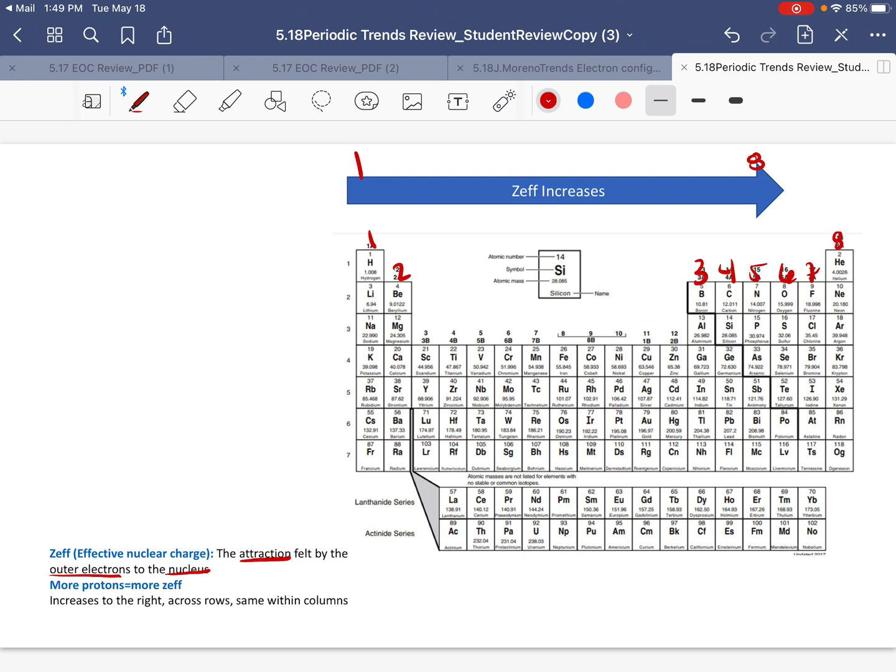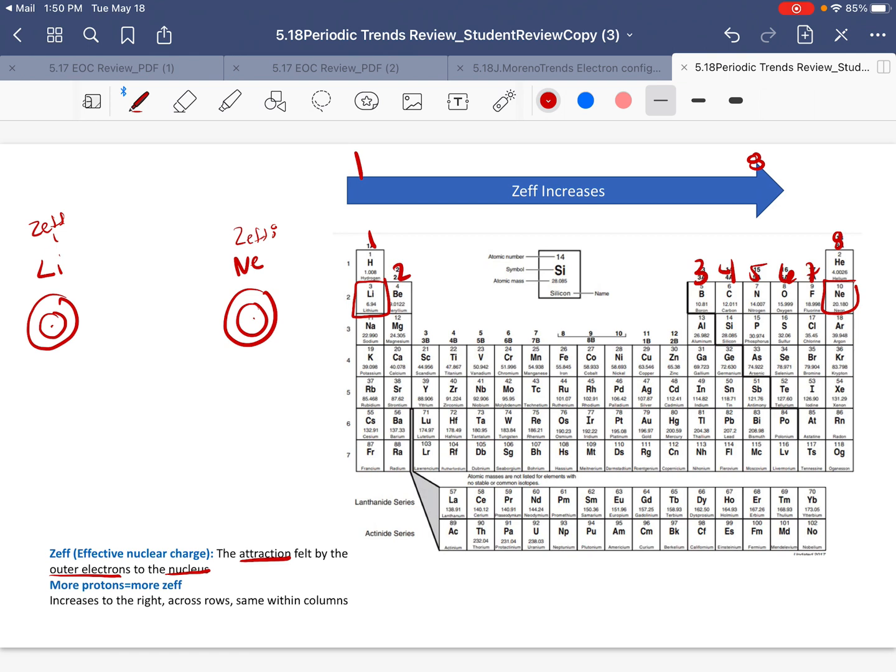What happens as you go further to group 8 is that you have more protons. Let's take, for example, lithium and neon. Lithium has a Zeff of 1 and neon has a Zeff of 8. What is the big difference? They both have 2 energy levels, 1 and 2.